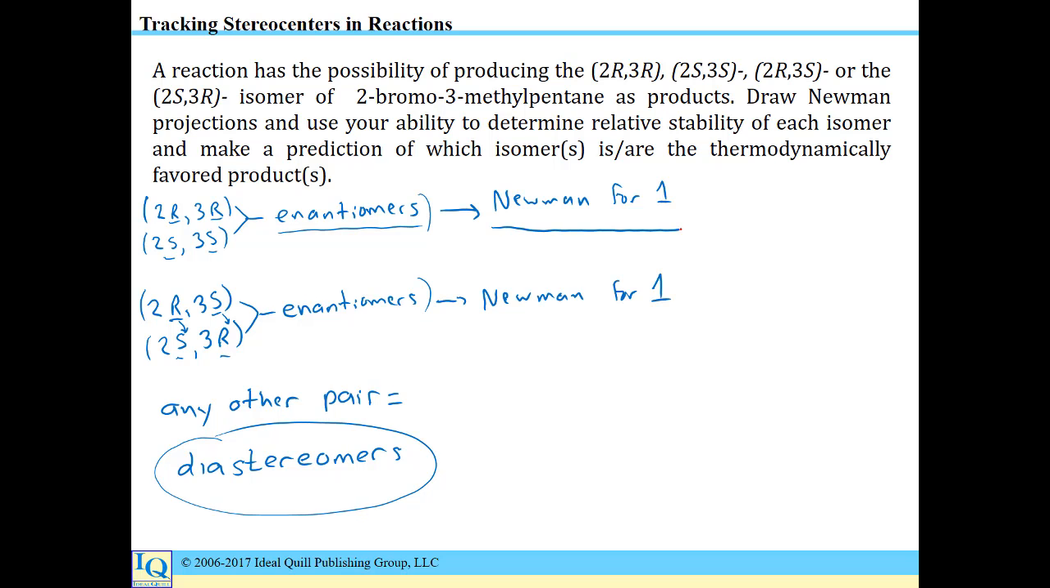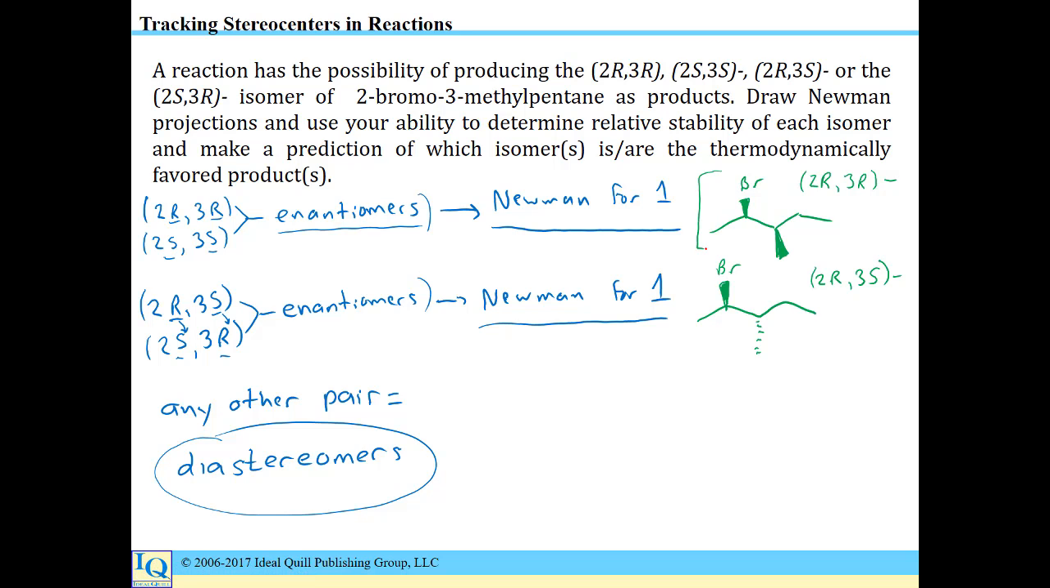So in order to determine the stabilities, we will draw a Newman projection for one of these two enantiomers, a Newman projection for one of these other two enantiomers, and compare those diastereomers to one another. We should start off by drawing the wedge and hash line representations from which we can construct our Newman projections. So here we have the 2R3R isomer, and here we have the 2R3S isomer. So we'll go to a new page and try to construct the Newman projections from these wedge and hash line representations.